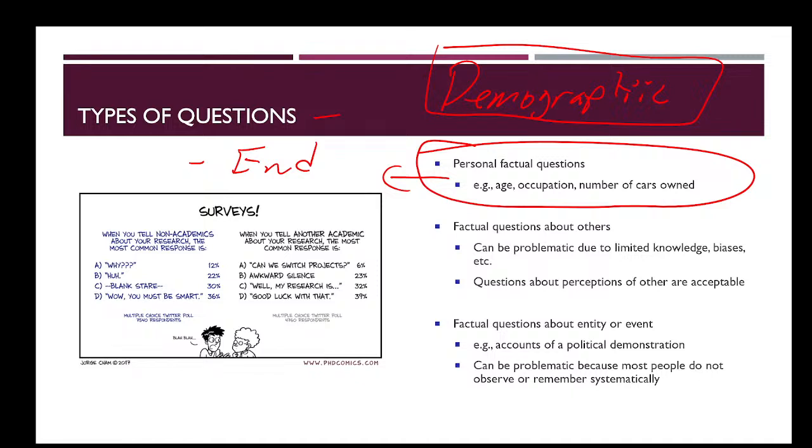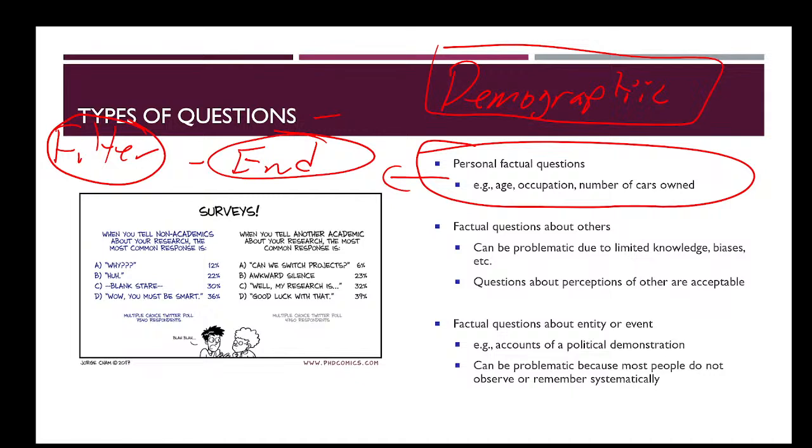I think, generally speaking, I put them at the end, but some people put them at the beginning to filter, right? If you're looking for a specific group, so you want only men who are 18 to 34 and live in Edmonton and have 2 children. You can put those kinds of questions at the beginning because you're going to use them to kick a bunch of people out of your survey later. But I tend to like to put personal factual questions at the end. Okay, factual questions about other people.